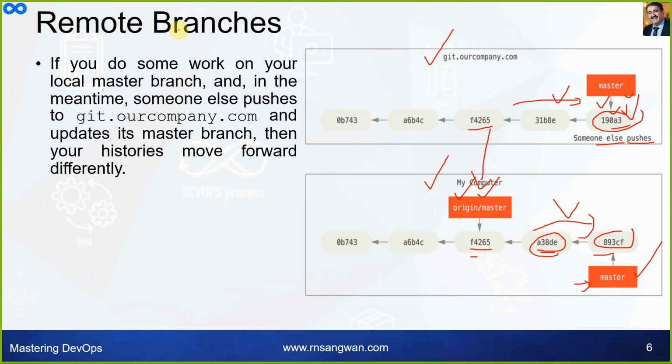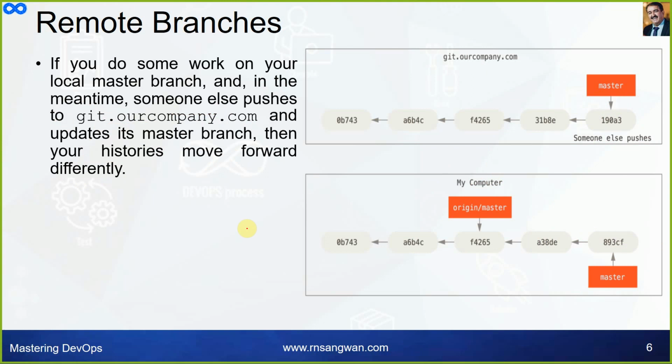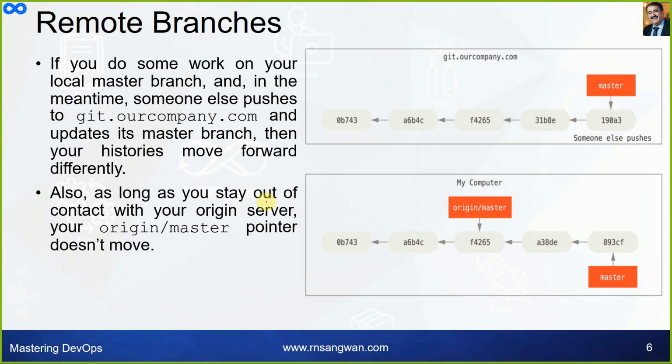If you do some work on your local master branch and in the meantime someone else pushes to git.ourcompany.com and updates its master branch, then your histories have moved forward differently, as you can see in the figure. Both are using different histories, different paths. Also, as long as you stay out of contact with your origin server, assuming that you are working locally on your path, your origin/master pointer does not move, it still remains there.